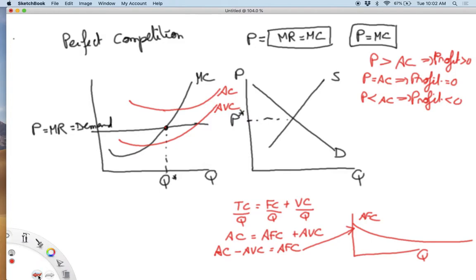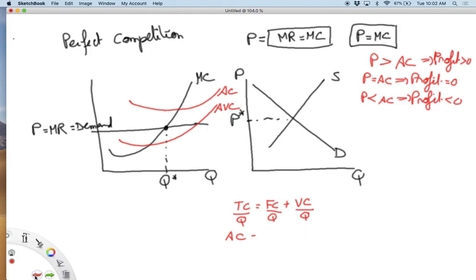Let's say I draw it differently. Suppose that I say, hold on a sec, I have to rewind.